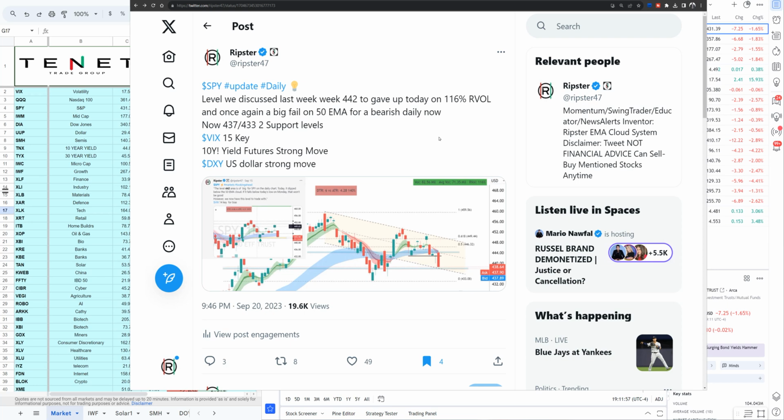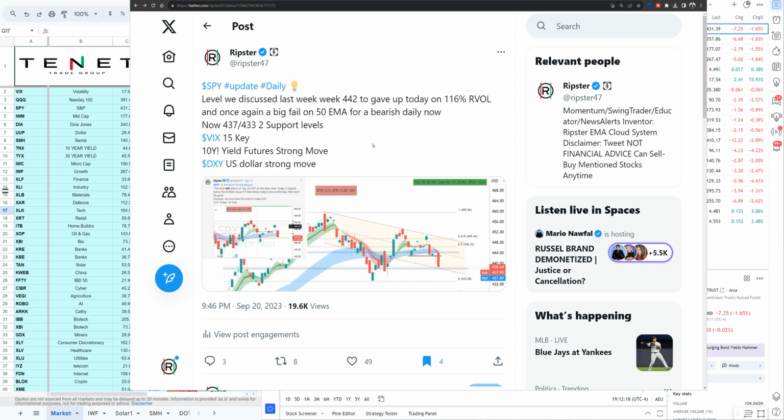So S&P, yesterday we talked about how the S&P was hanging at the 442 level that it gave up yesterday, and how it was under the 50 EMA cloud. Once it's under the 50 EMAs, that's a bearish bias. And my next support levels were 437, 433, and that's what we broke today.